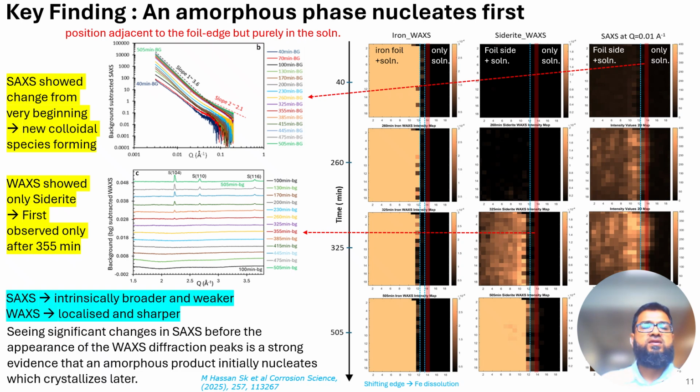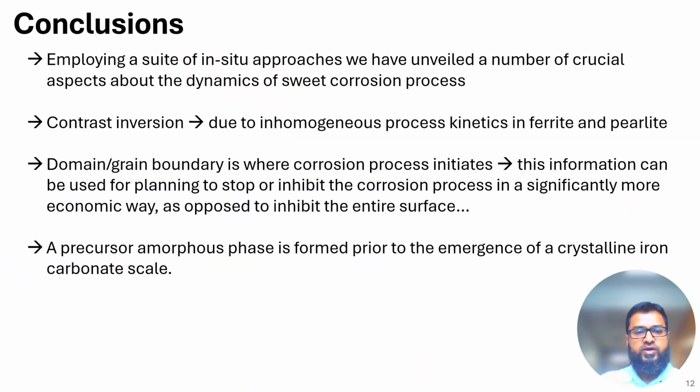into crystal. The key thing to understand is that SAXS is intrinsically broader and weaker, while WAXS is localized and sharper. Seeing significant change in SAXS before the appearance of WAXS diffraction peaks is strong evidence in and of itself that an amorphous product initially nucleates which crystallizes later. Past that, I'm going to the concluding slide now.